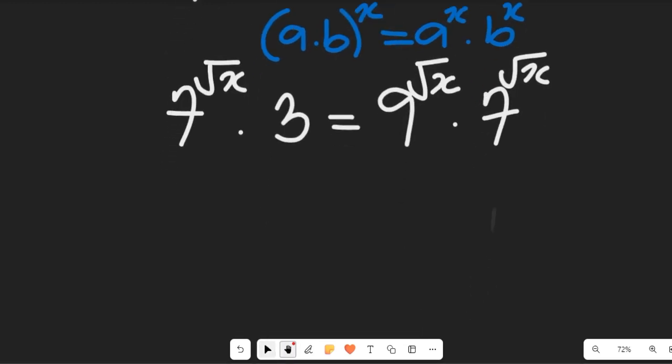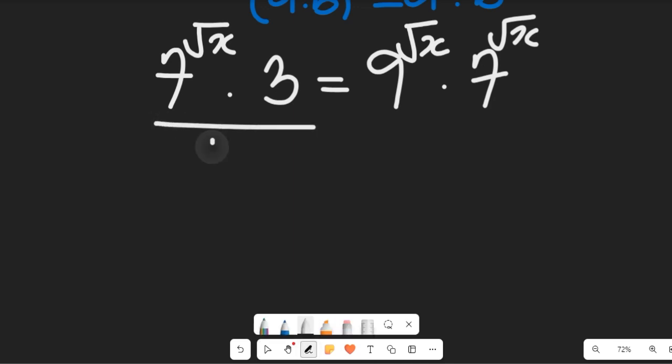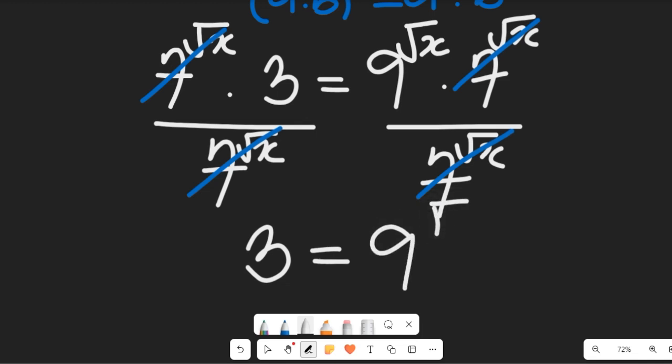Voila! We now have 7 to the power of the square root of x common, so we can simply cancel them out, because we can divide both sides by 7 to the power of the square root of x. These can easily cancel out, and then we'll be left with what? We'll be left with 3 equal to 9 to the power of the square root of x.